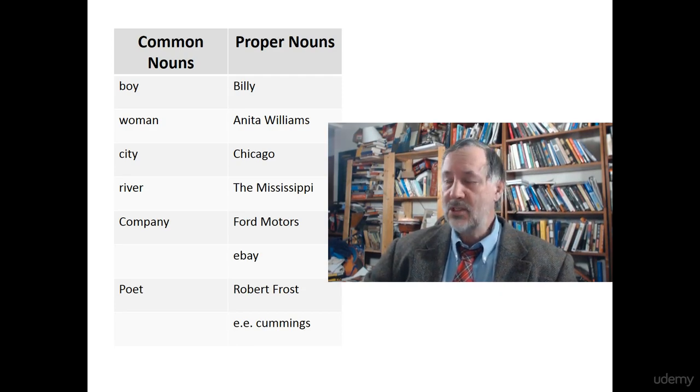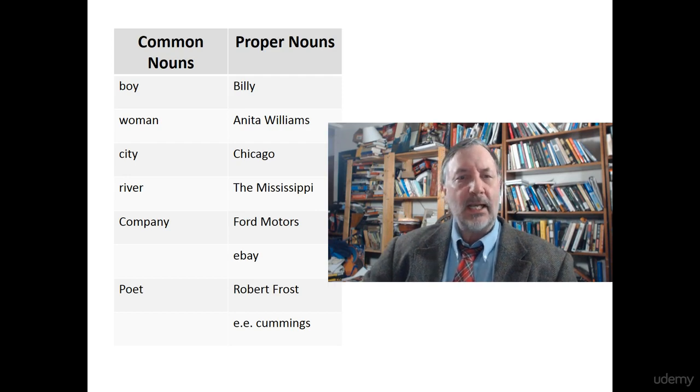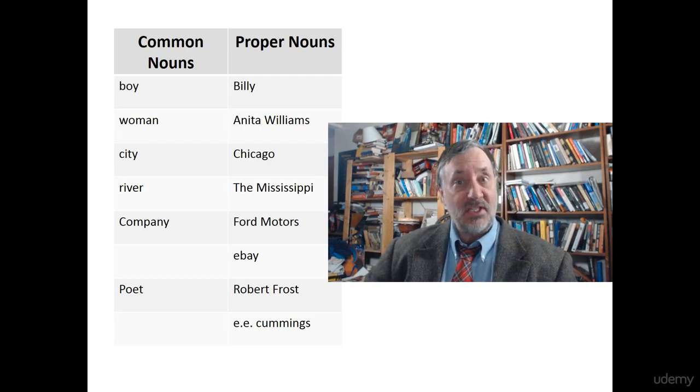Nouns are divided into 2 categories: common nouns and proper nouns. So as you peruse the list over here, you'll see that in the one case we have a boy, who could be any boy, or we have Billy. Again, we have a woman, could be any woman, or the specific Anita Williams. And again, likewise, city, any city, or Chicago, or a river, or the Mississippi, a very specific river, a company, Ford Motors, or a poet, Robert Frost.